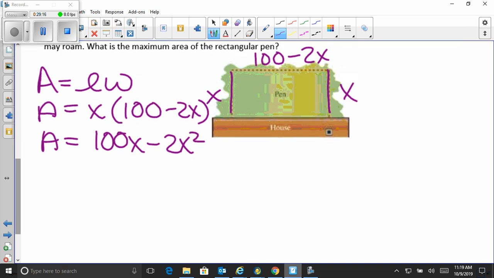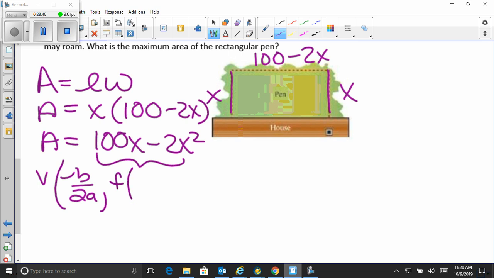So we know that we're looking for the max. A is our output. That's our area. So we are going to look for this vertex. So to find the vertex, same thing we did up front. To find up top, -b over 2a, and to find the k value, we plug that into our function.